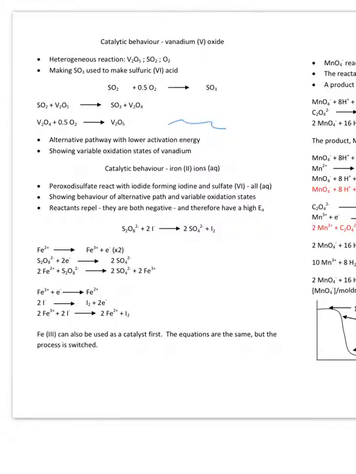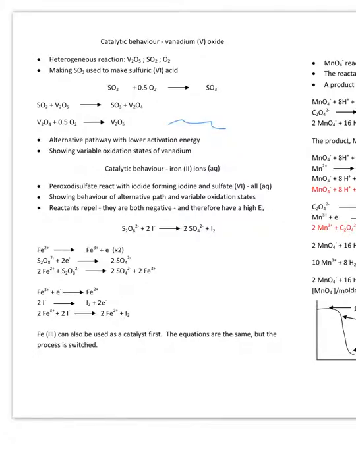This video is about the catalytic behaviour of three catalysts: vanadium(V) oxide, iron(II), and Mn2+/Mn3+. The first reaction is vanadium(V) oxide, which catalyses the reaction between sulfur dioxide and oxygen, forming SO3, which can be converted into sulfuric acid, which is used in catalysts and other important processes.